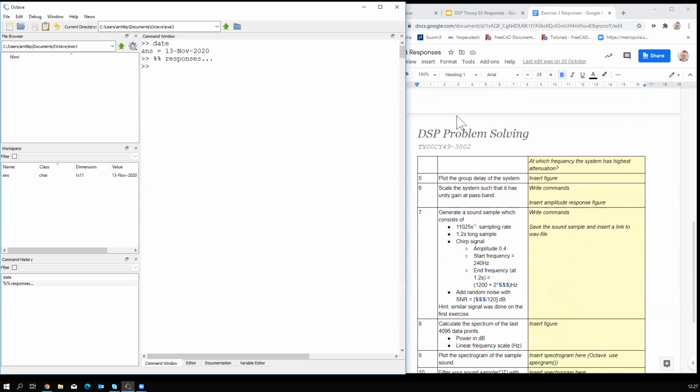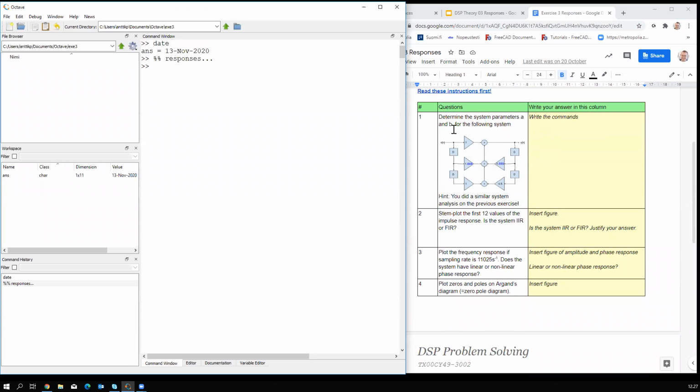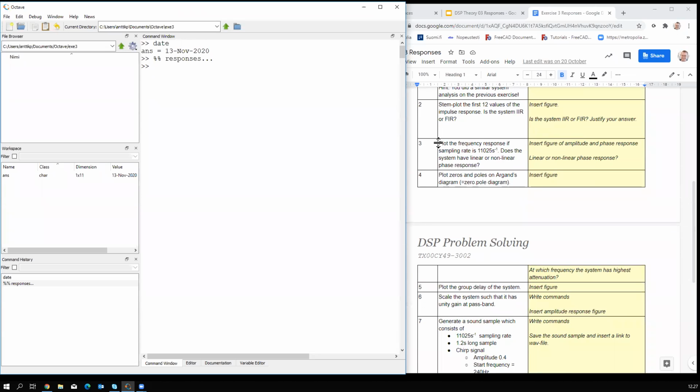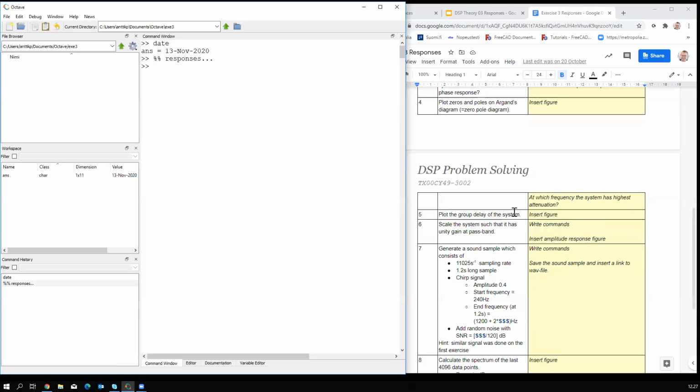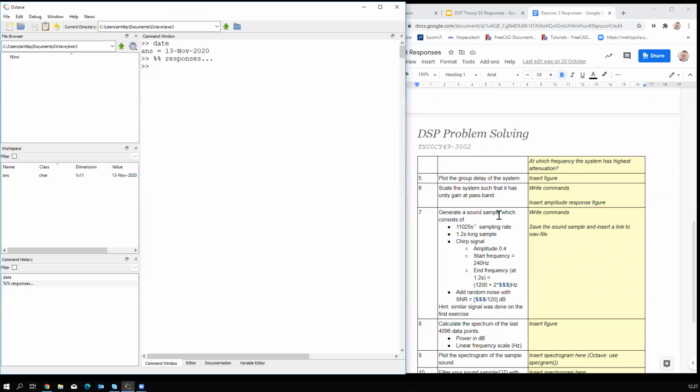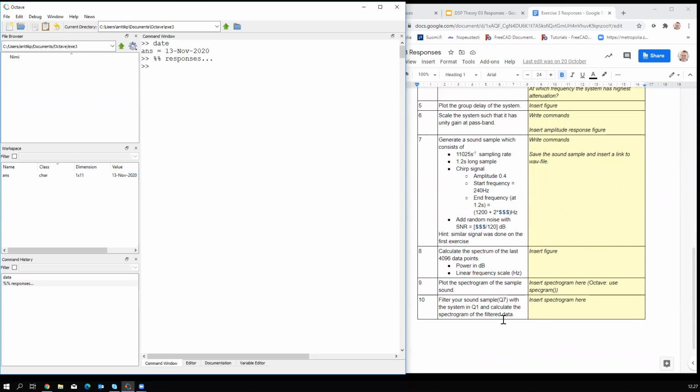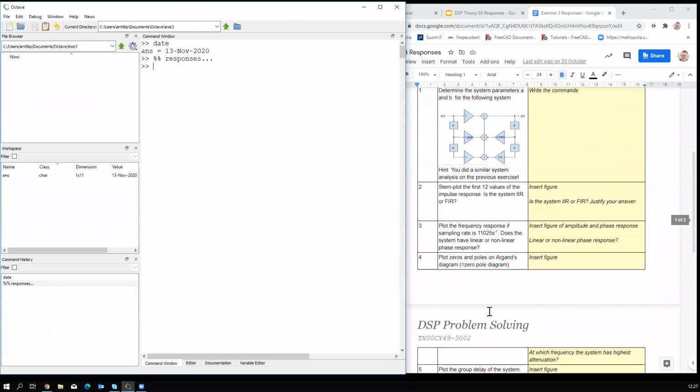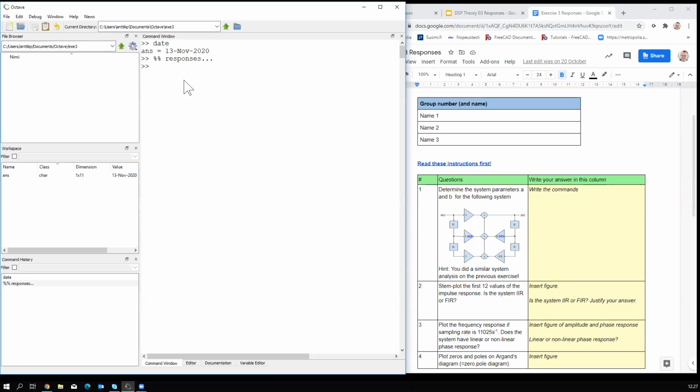So in this exercise, you will start from a transfer function, then analyze the step and impulse response, then the frequency response, plot zeros and poles, group delay, scale the system, and then use the system with an analog signal. Okay, in this, I will show you a slightly different approach. So basically, the transfer function has these two forms.